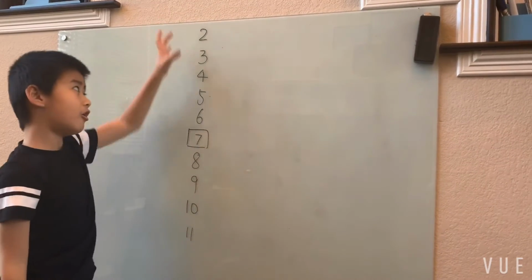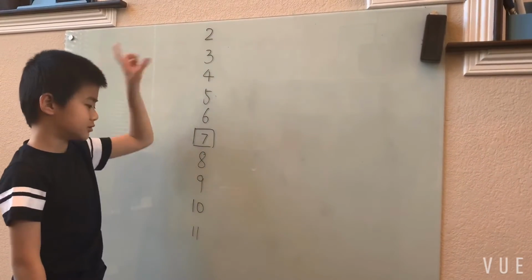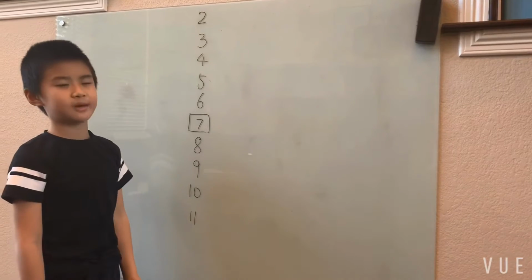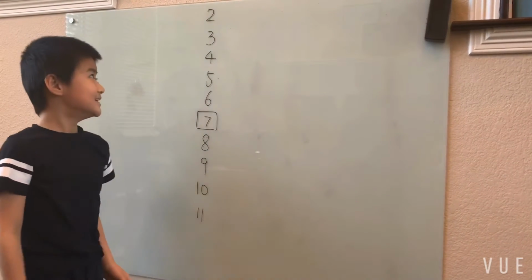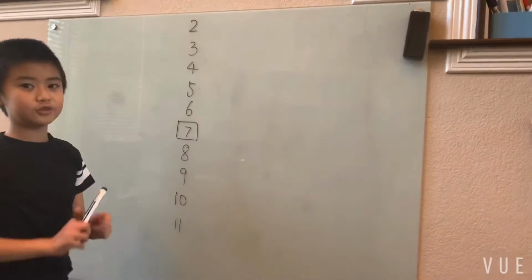We're going to talk about all of the divisibility rules from 2 to 11. We're not going to talk about 1 since everything's divisible by 1. Okay, so let's start with 2.